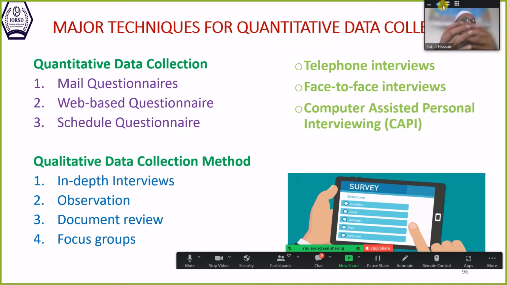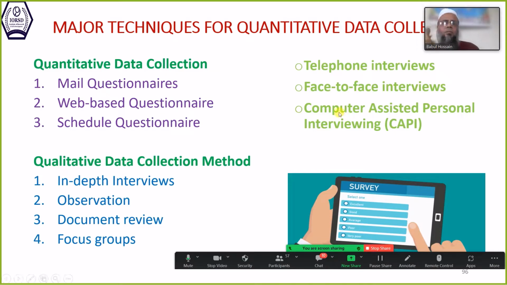Respondents and what answer they gave. Then based on their response, the enumerators or the research assistant or the researcher fill out the questionnaire. That is called the schedule questionnaire. So, and this is the difference. Clear? Yes, sir. Okay.